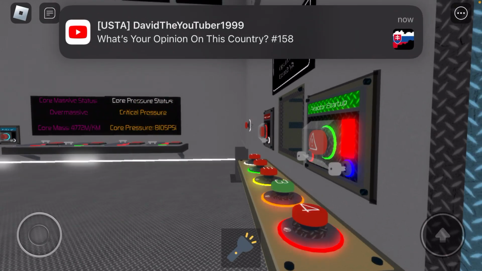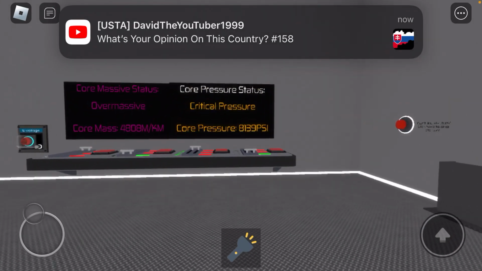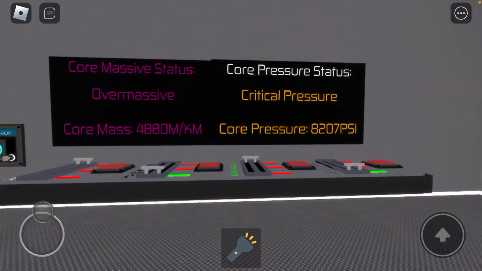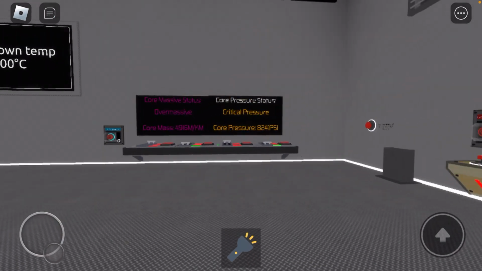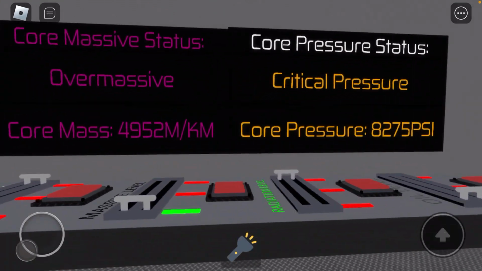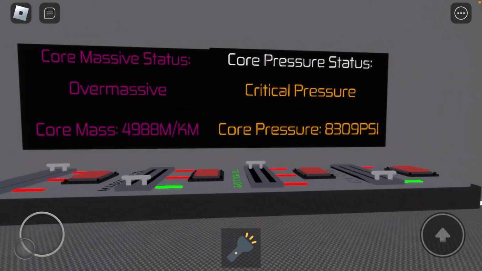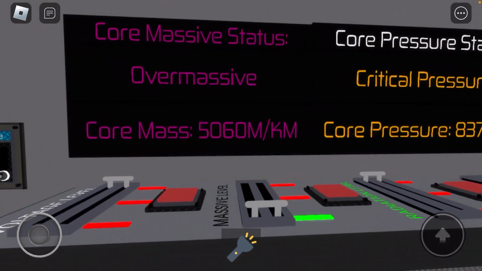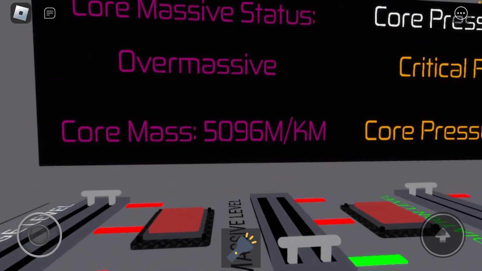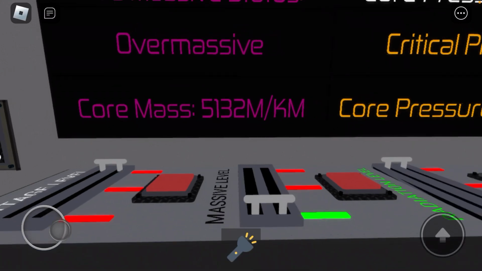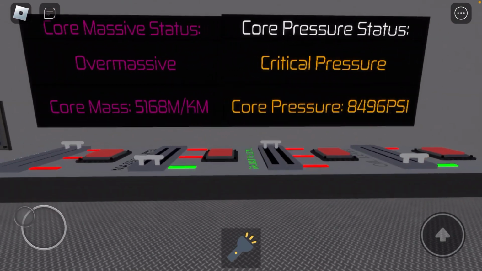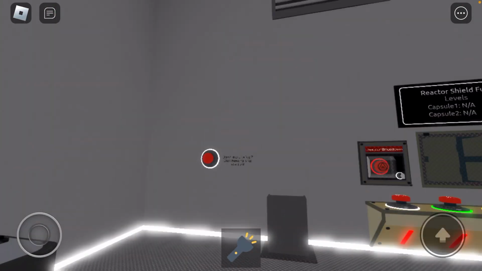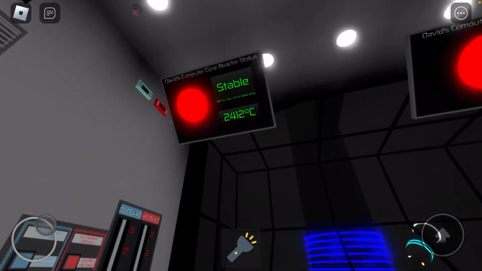Now, let's turn it on. Aha. Look at that. Look at those two statuses. And also the massive... So the core mass and the core pressure change color. But this says MA or KM, but this is PSI. You have to PSI the level for pressure.